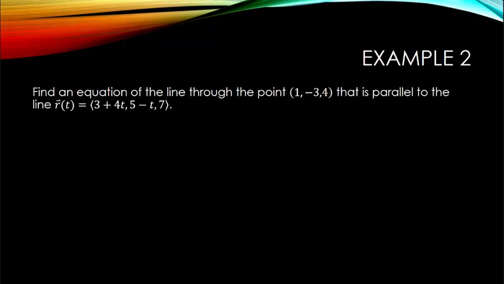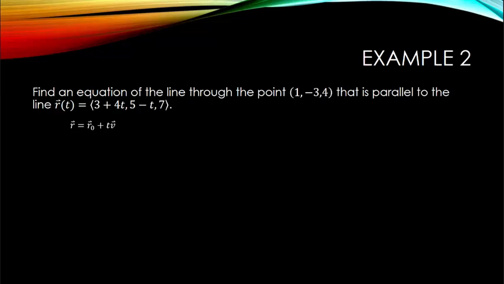Here's another example. I want to find an equation of the line through the point 1, negative 3, 4 that is parallel to the line specified by the vector r of t is equal to the components 3 plus 4t, 5 minus t, and 7.